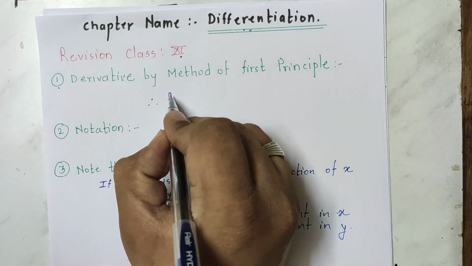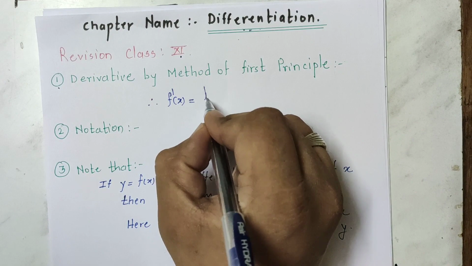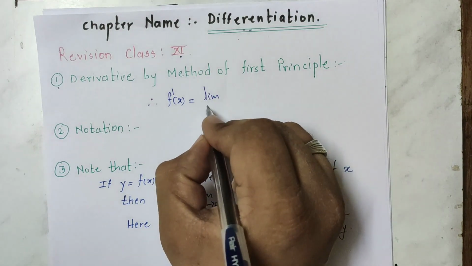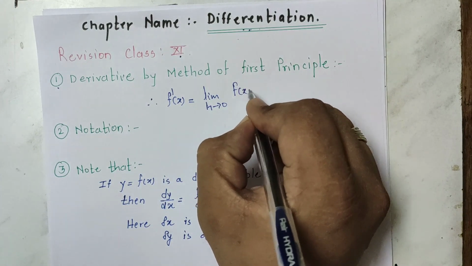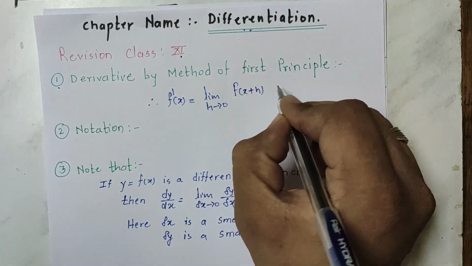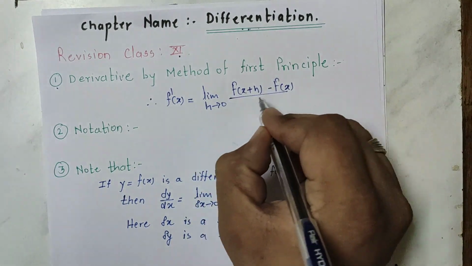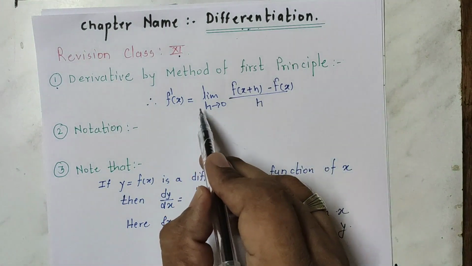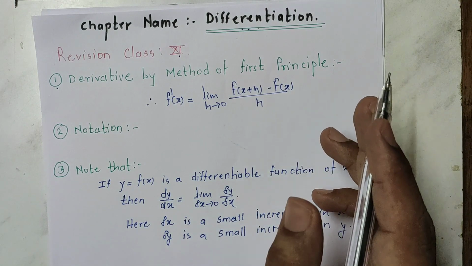Therefore, f dash of x is equal to limit h tends to 0, f of x plus h minus f of x upon h. By using this formula, we already found various different derivative formulae.